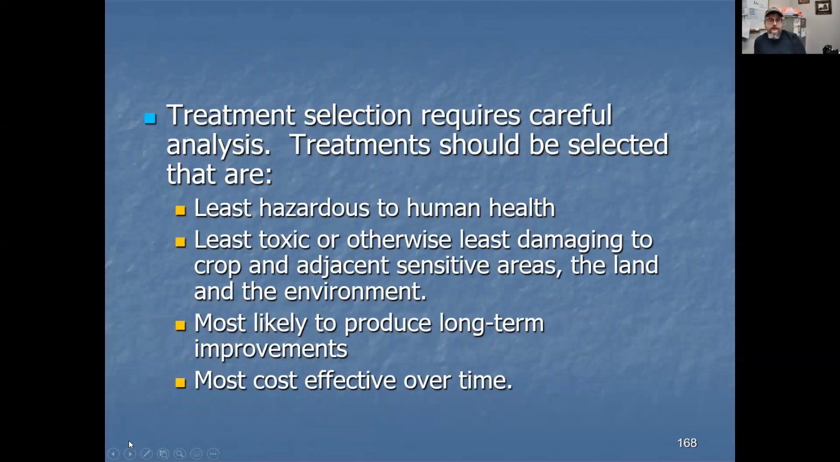Treatment selection requires careful analysis. Treatments should be selected that are least hazardous to human health, least toxic, or otherwise least damaging to crop and adjacent sensitive areas, the land and the environment, most likely to produce long-term improvements, and most cost-effective over time.